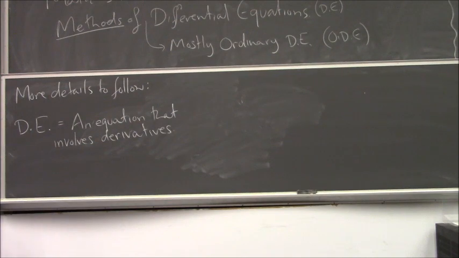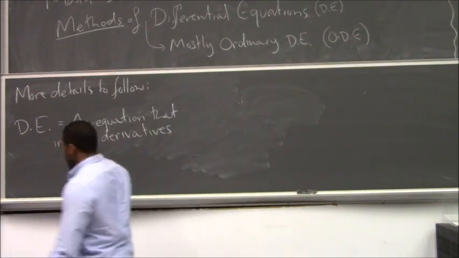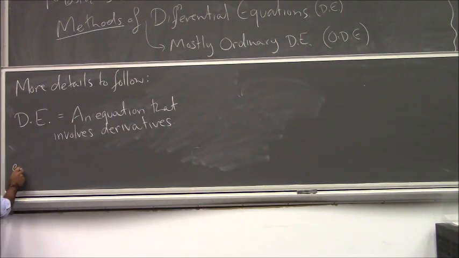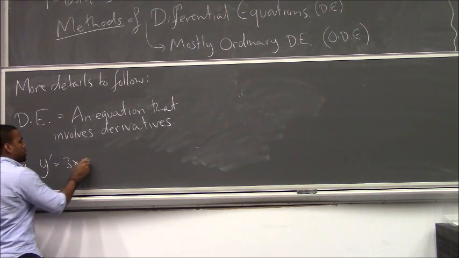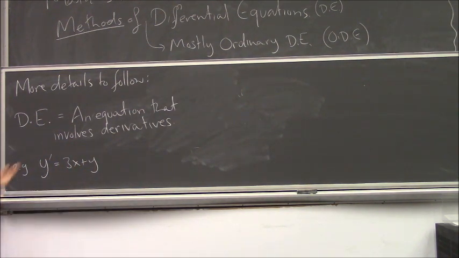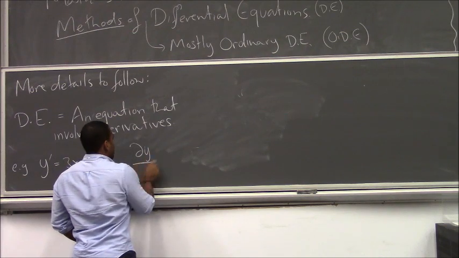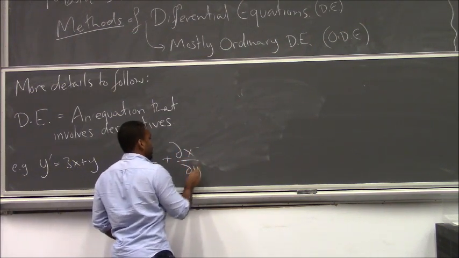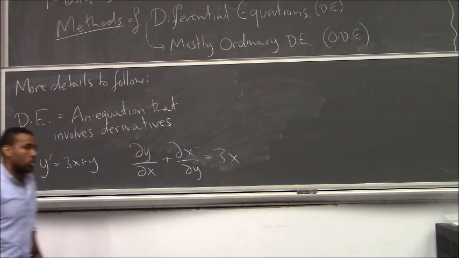And that's it, right? It's nothing more complicated than that. We have an equation and there's a derivative in the equation. This is called a differential equation. So an example, I can give you an equation, y prime equals 3x plus y. Here's an equation, there's a derivative there, it's a differential equation. I can also give you an equation, something like the partial of y with respect to x plus partial of x with respect to y equals 3x. That's also a differential equation.